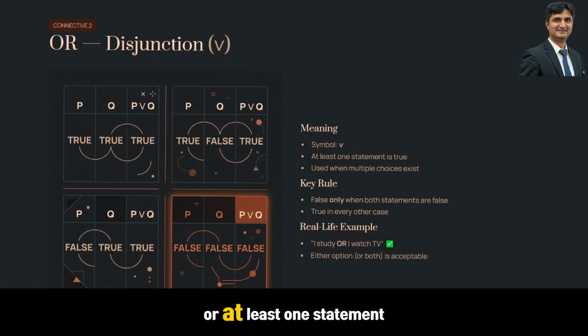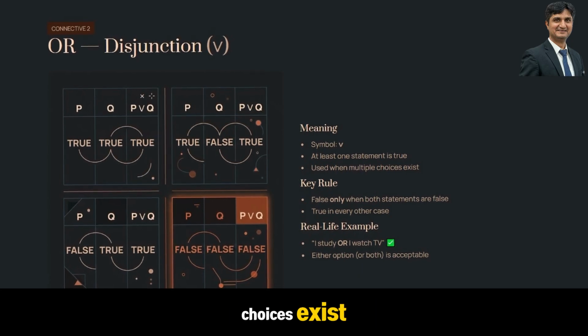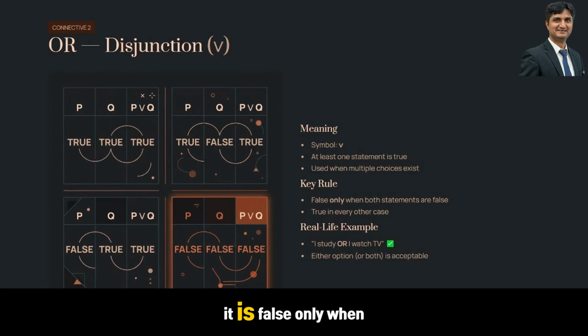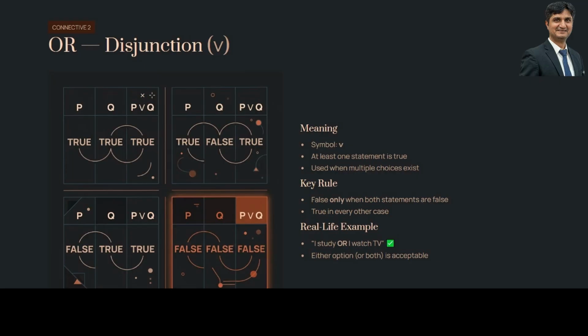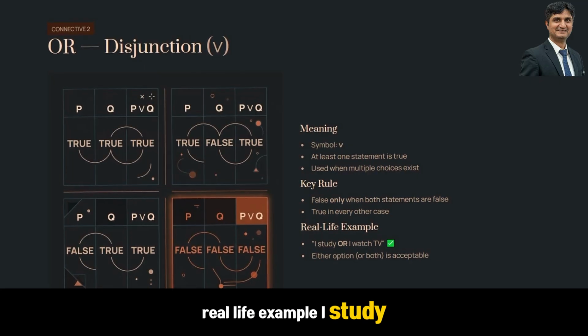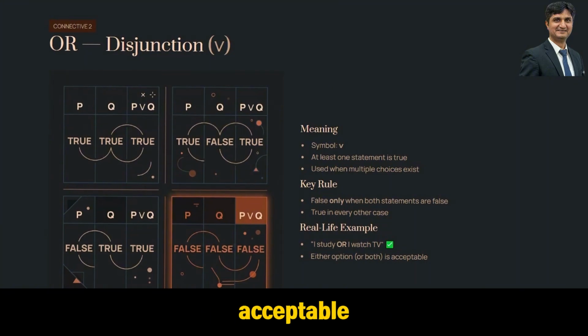Next, or, also called disjunction. Symbol ∨. At least one statement is true. It is used when multiple choices exist. Key rule: it is false only when both statements are false, and true in every other case. Real-life example: I study or I watch TV. Either option or both is acceptable.